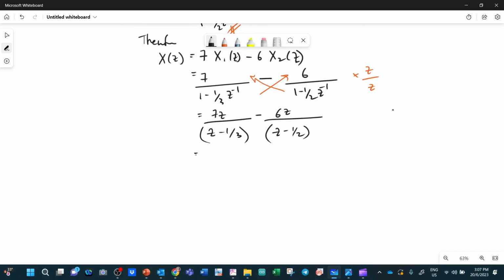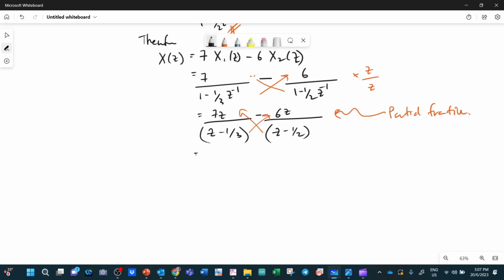We cannot leave it like this. This is actually partial fraction, right? Partial fraction is what you do if you get an inverse Fourier transform. But now we are in z transform. So what you need to do is multiply both sides, as we did just now.